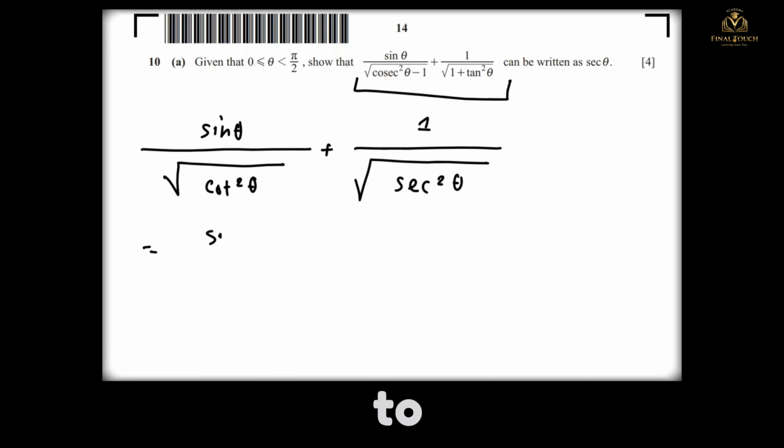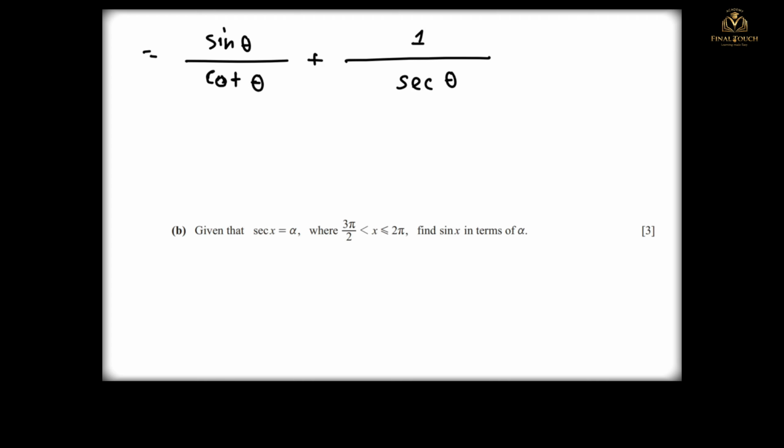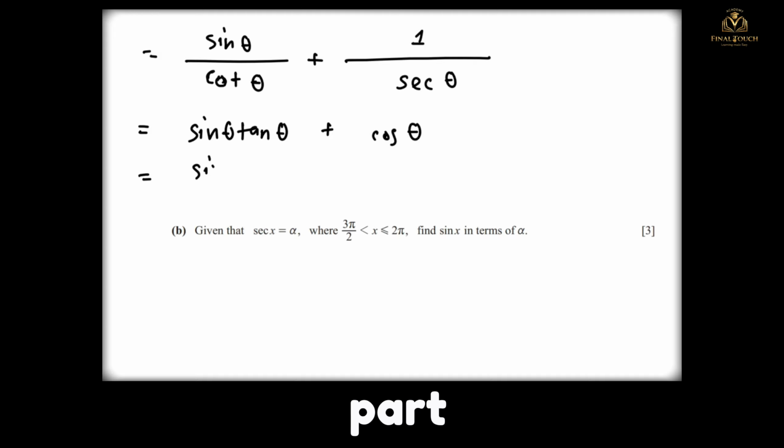The next step is to write sine theta by cot theta plus 1 by sec theta. So the next step is to write it as sine theta tan theta plus cos theta. So what we can do is write this part as sine theta into sine theta by cos theta, and then plus cos theta.